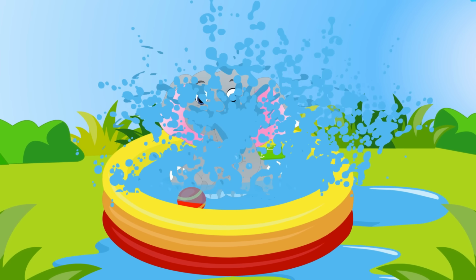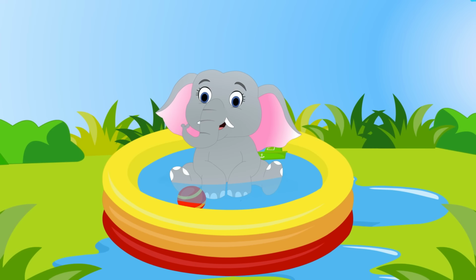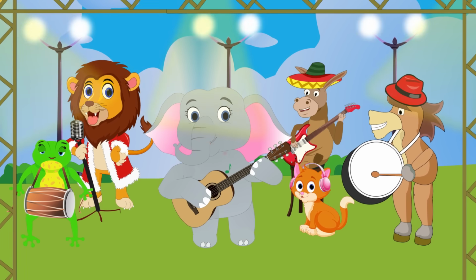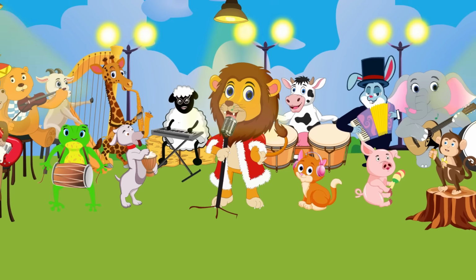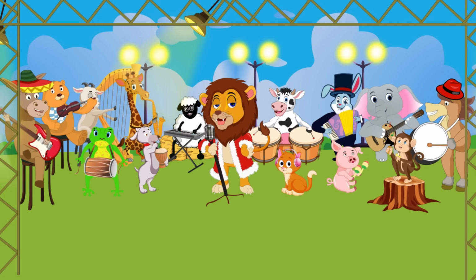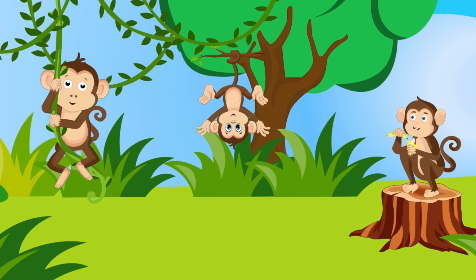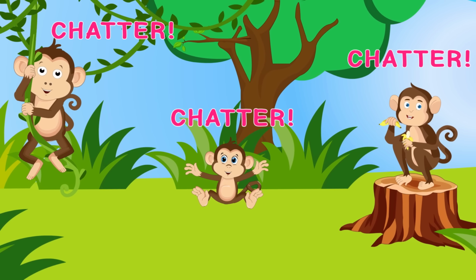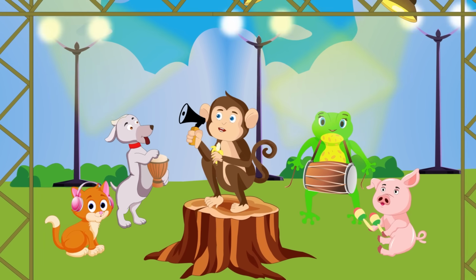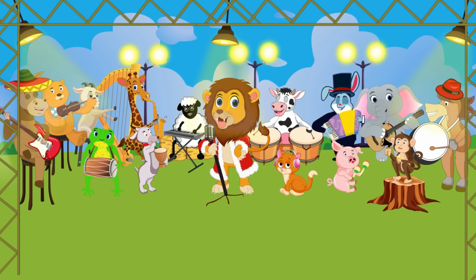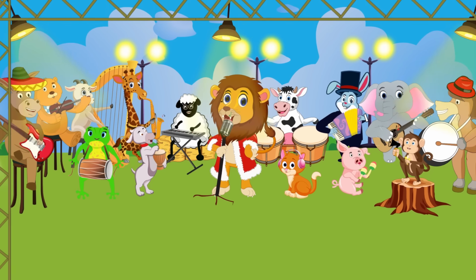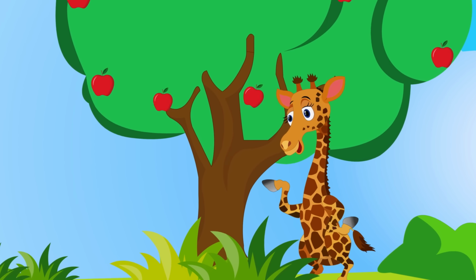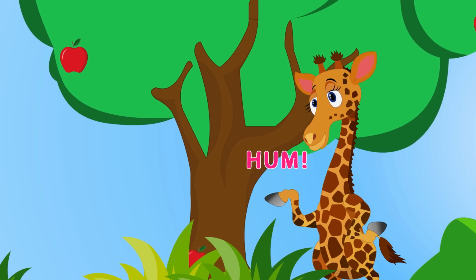Tusky elephant, how do you talk? This is how, trumpet, trumpet, trumpet. Swinging monkey, swinging monkey. Lofty giraffe, how do you talk? This is how, hum, hum, hum.